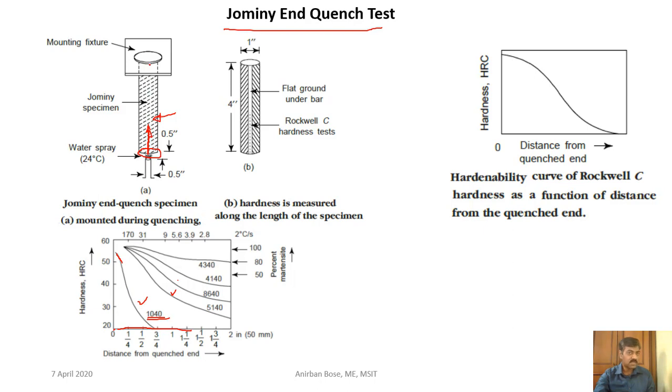Cooling rate is gradually slowing down and the material becoming soft. Whereas when more and more alloying elements are there, you can see the hardness can be recovered even after a large distance away from this end. Okay, so these are basically the hardenability curves, and it gives an idea about how hardenable a material is. Okay, so here you can see 4340 is very hardenable material.